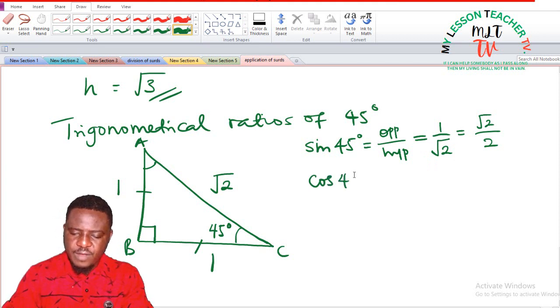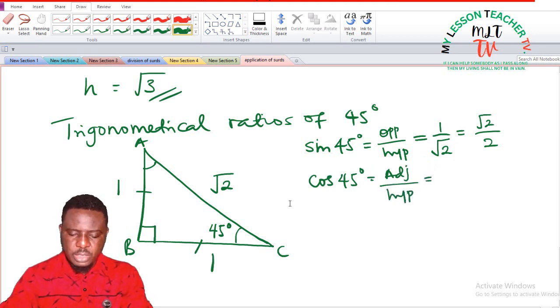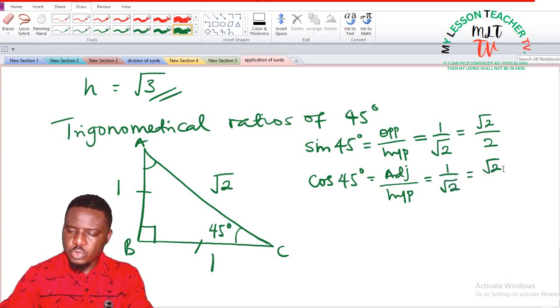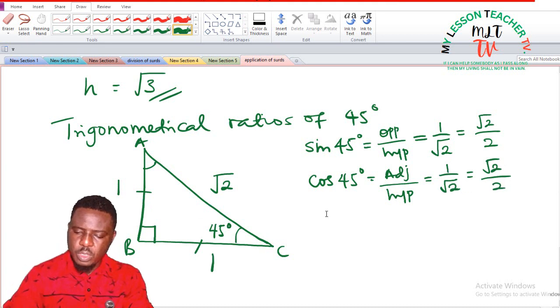Also, cos 45 degrees, which is the ratio of the adjacent side to the hypotenuse, is equal to, this is the opposite to angle 45, this is the adjacent, so we still have 1 over root 2, which is equal to root 2 over 2.